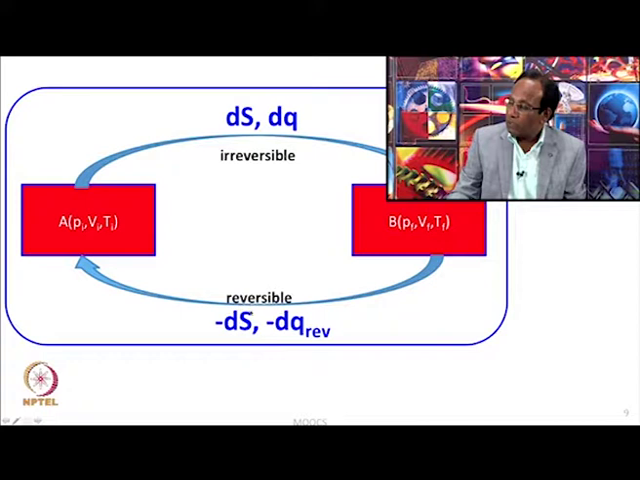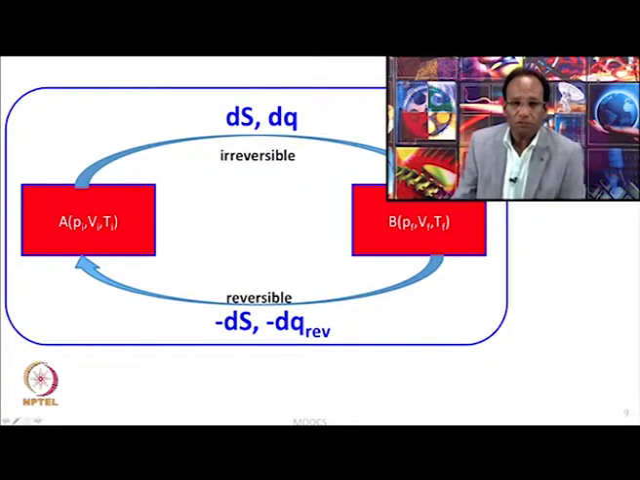Since entropy is a state function, therefore instead of ds, now it will be minus ds, because it is going back. So it has to be with a negative sign. And the heat change will also be minus dq, but let me now put a subscript reversible, because the path is reversible. I don't need to mention it with ds, because when you go from A to B or B to A, ds will remain the same, in one case positive, in other case negative, because entropy is a state function. But heat is a path function, therefore I need to label it by a subscript reversible.